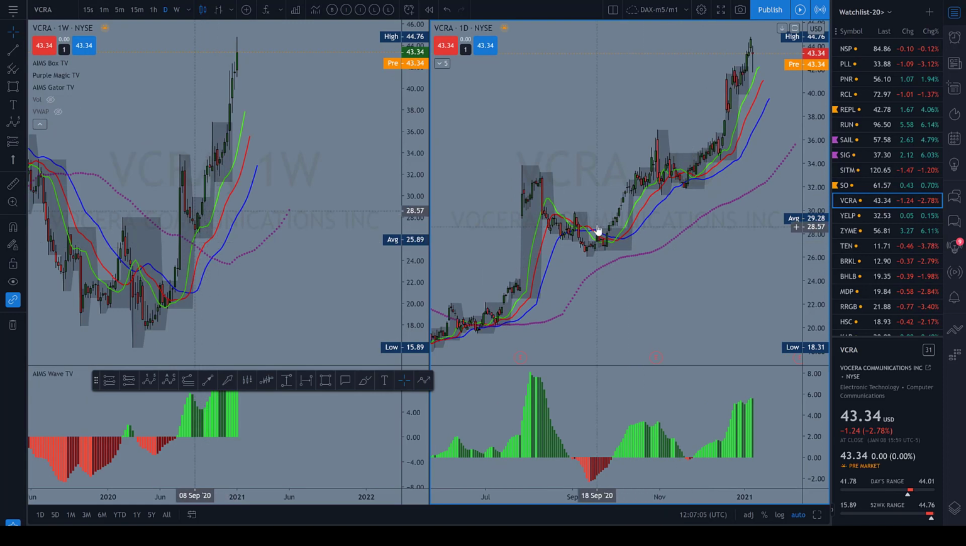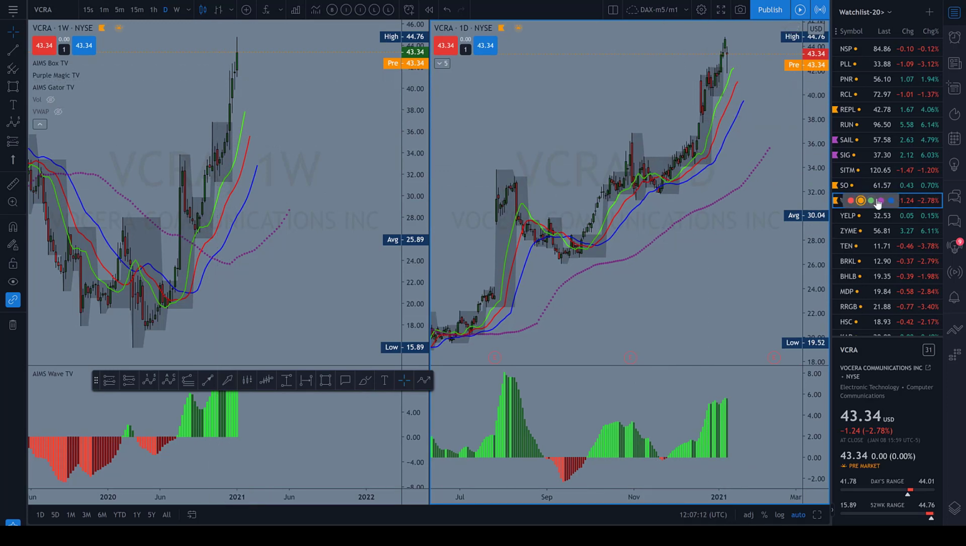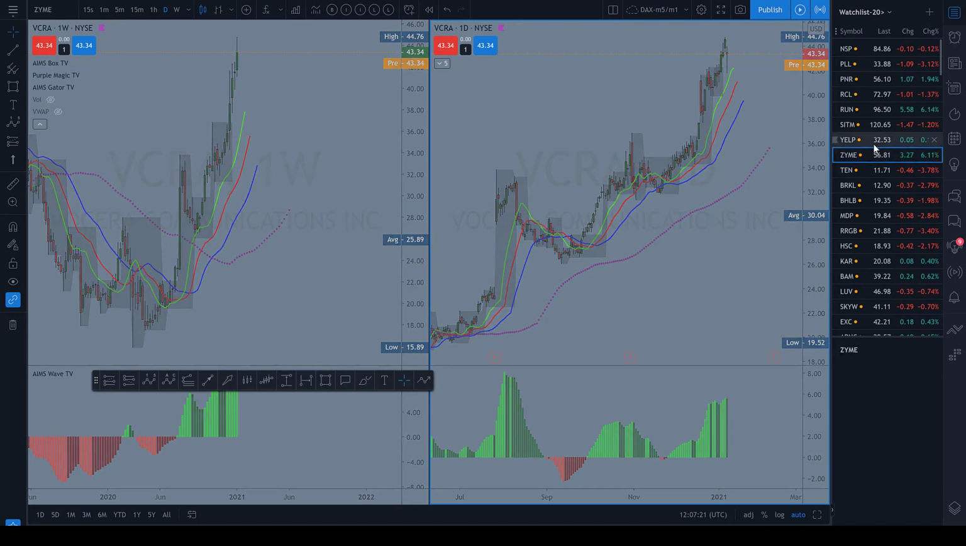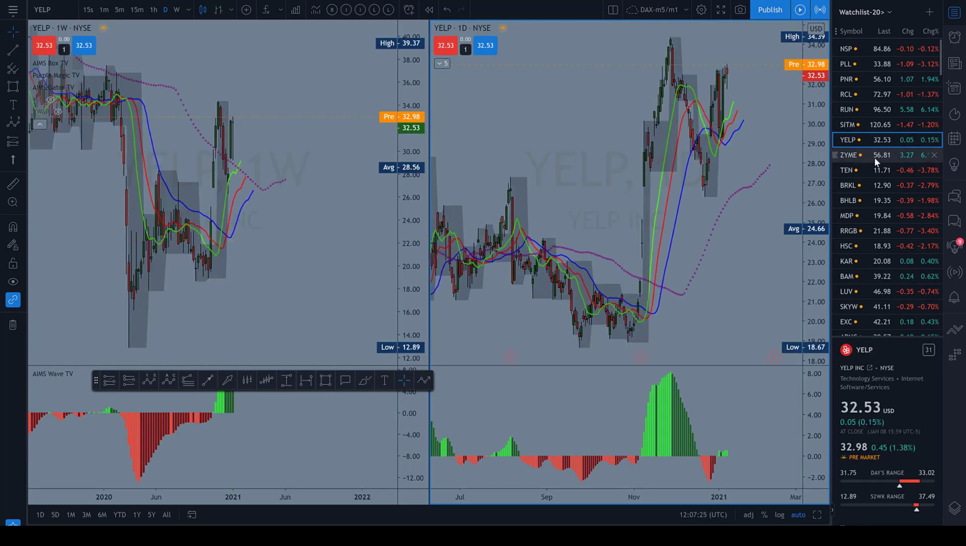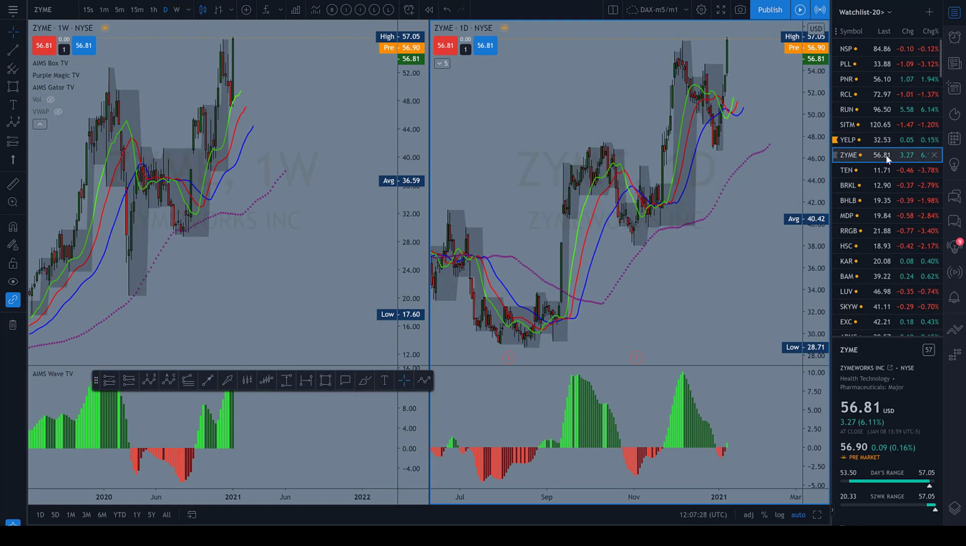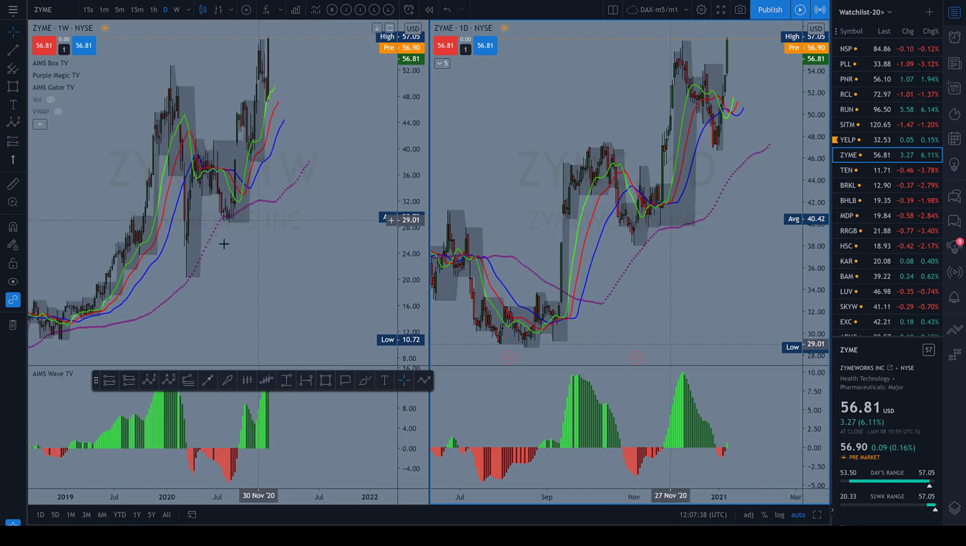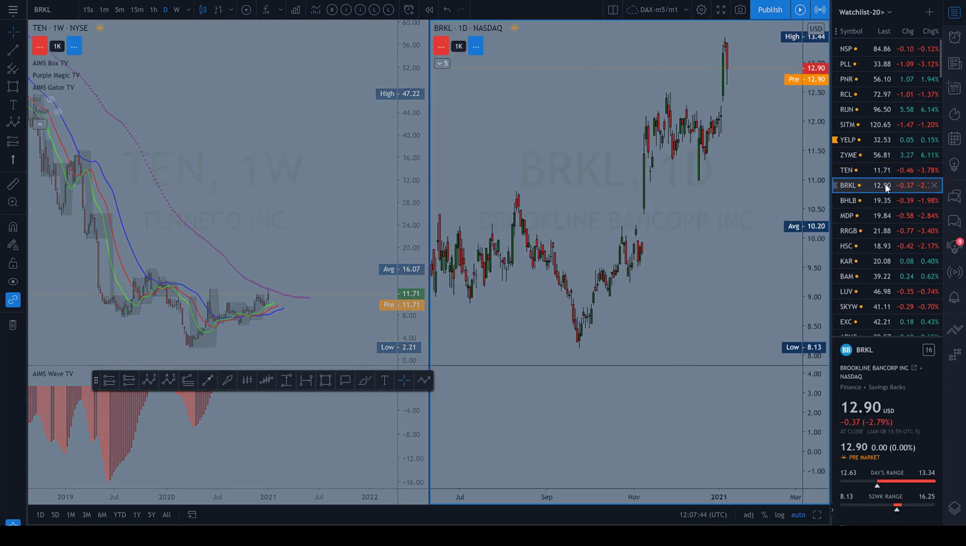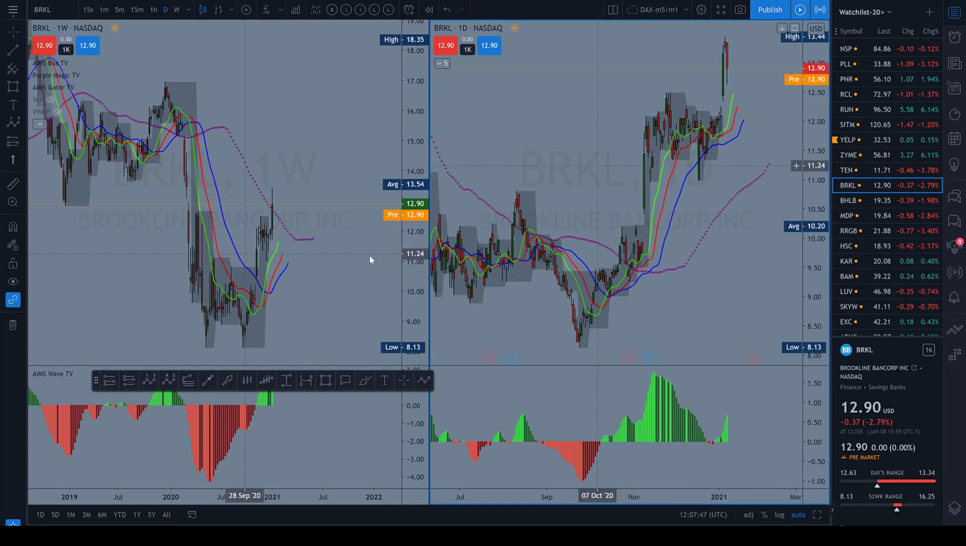VCRA. We traded this one over here, and we traded it over here. So it can go to the purple list. Remove it from here, move it over, remove it from here. This can be removed. Okay, Yelp. Keep looking at it. Yelp, change it to orange. ZYME, this is 345 on the weekly chart. Now it's gone. BRKL, okay. Should have been taken here, but the weekly chart wasn't ready. I'll get rid of it.